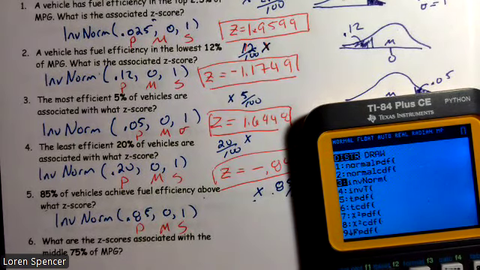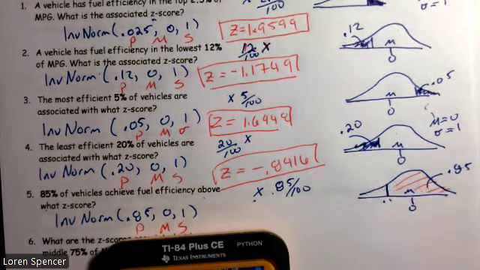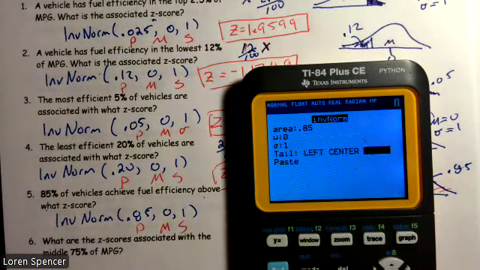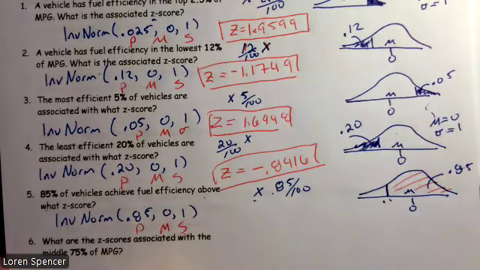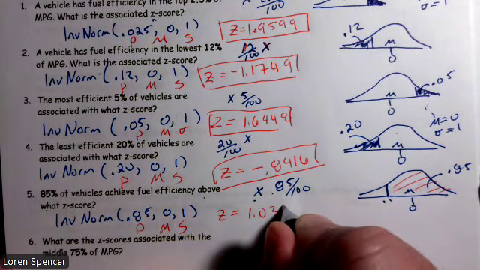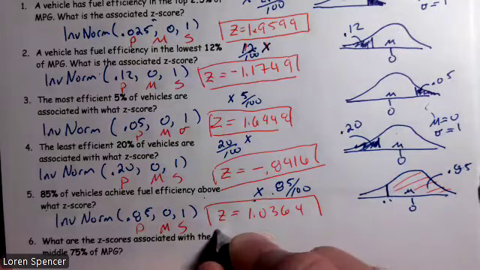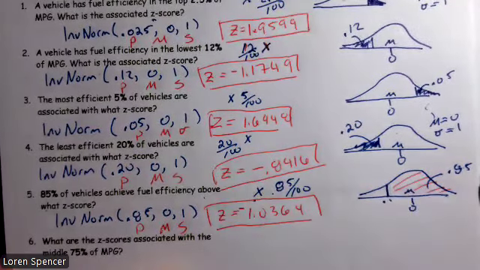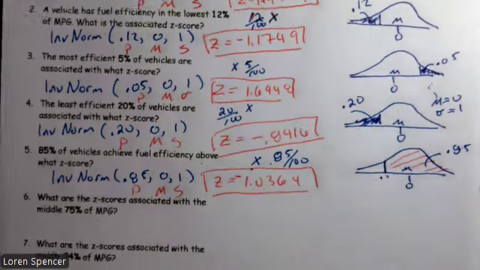Second VARS, inverse norm, 0.85. Mean of 0, standard deviation of 1. Oh, but we shaded from the right. Make sure right's highlighted. And we get negative 1.036. Left off the negative sign. That's important. Okay, and we would expect a negative because we're below zero. And all z-scores have a mean of 0, standard deviation of 1.